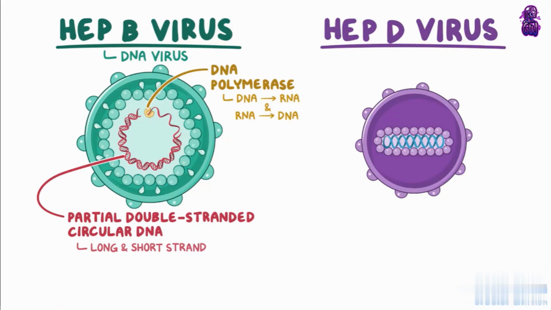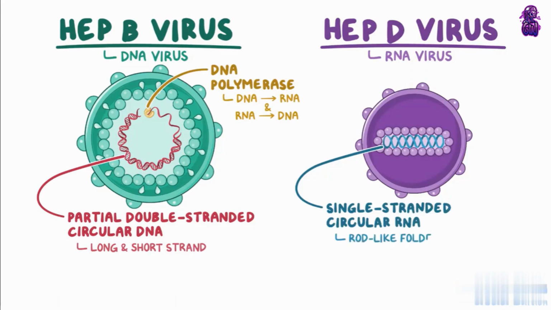On the other hand, Hep D is an RNA virus, so its capsid contains single-stranded circular RNA in a rod-like folded structure, which is why host cell enzymes can use it as double-stranded DNA.